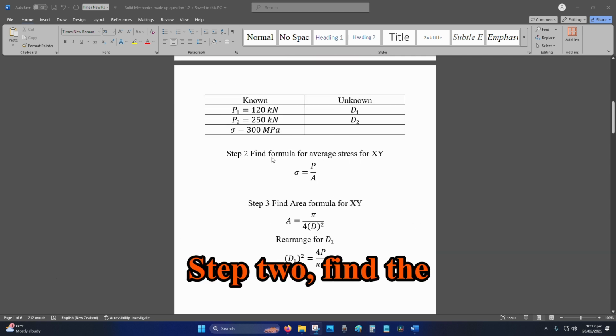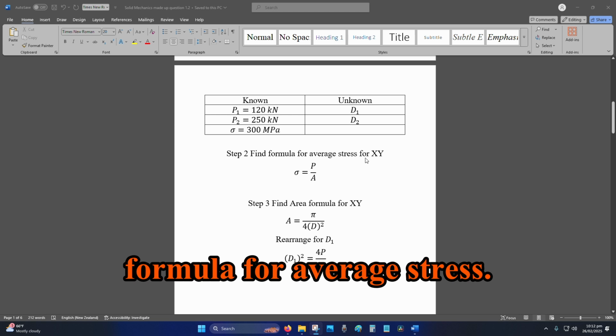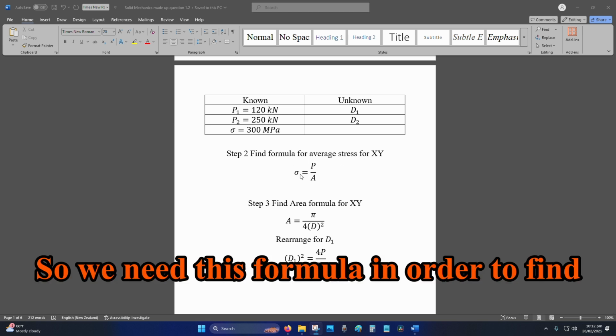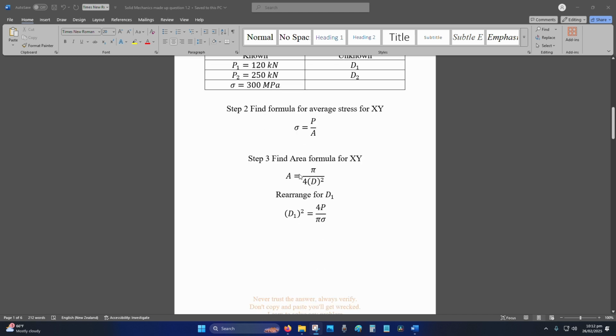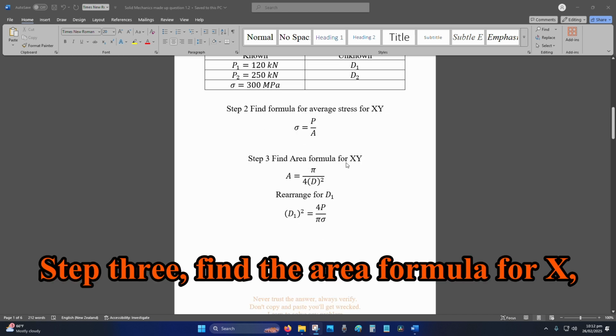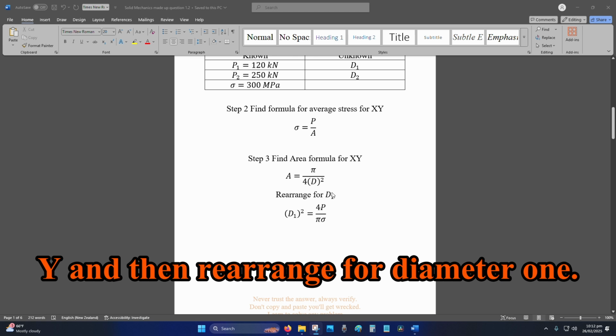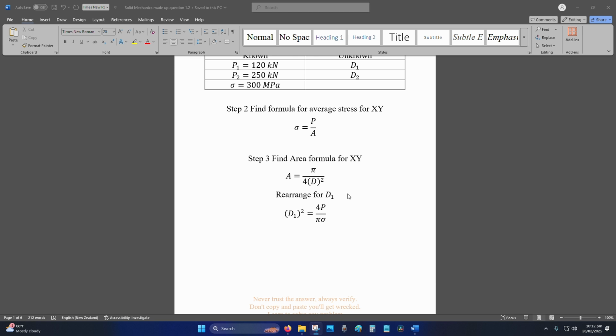Step 2, find the formula for average stress. So we need this formula in order to find the area, which then we can find the diameter. Step 3, find the area formula for XY and then rearrange for diameter 1.